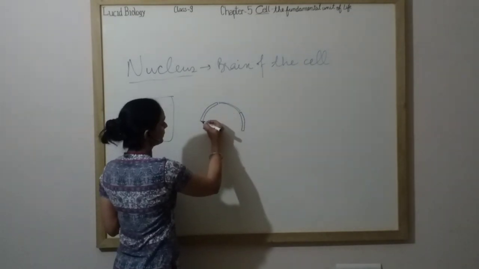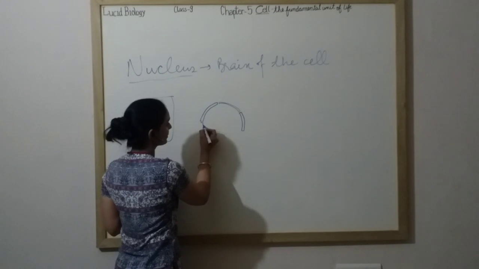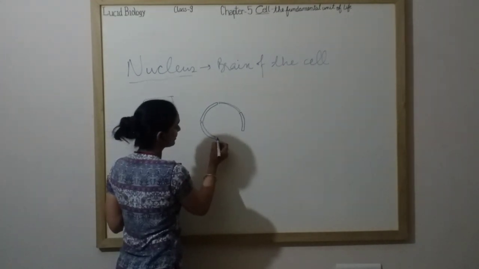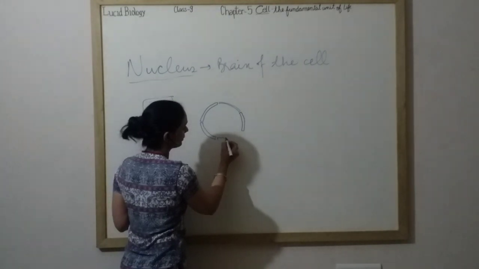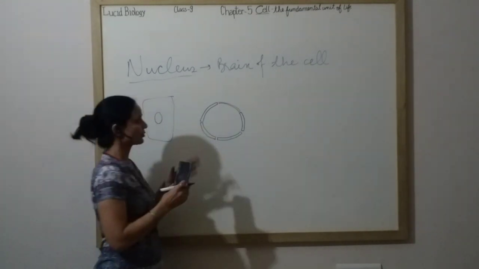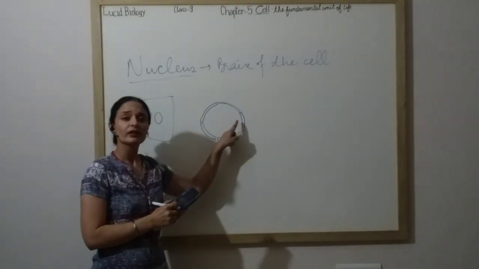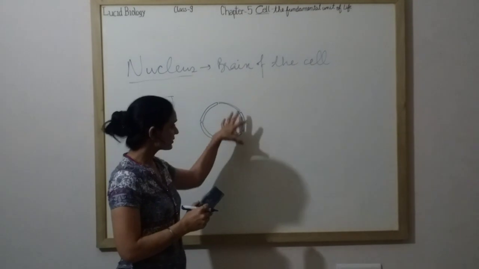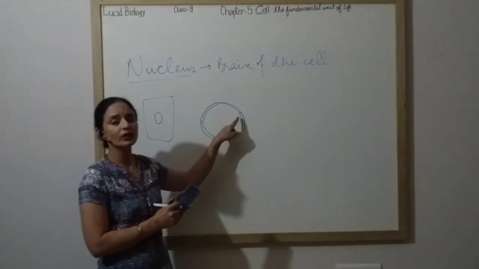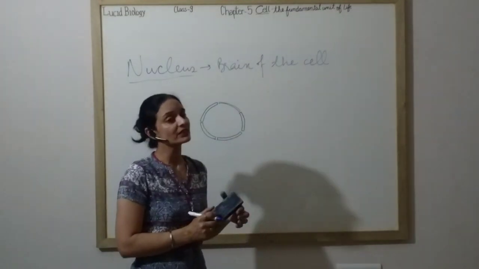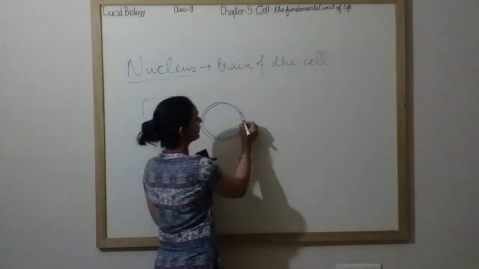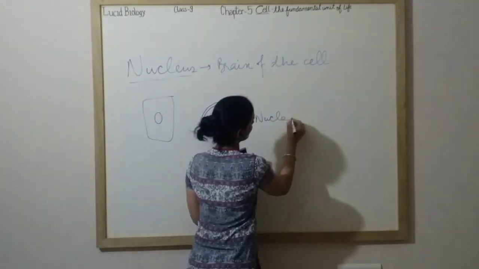This is the nuclear membrane. As a cell has an outer covering called the cell membrane, the nucleus has an outer covering called the nuclear membrane. So this is the nucleus, which is bound by two membranes, two layers, called the nuclear membrane. And this nuclear membrane is double layered, which forms the nuclear envelope. So we call it the nuclear envelope.